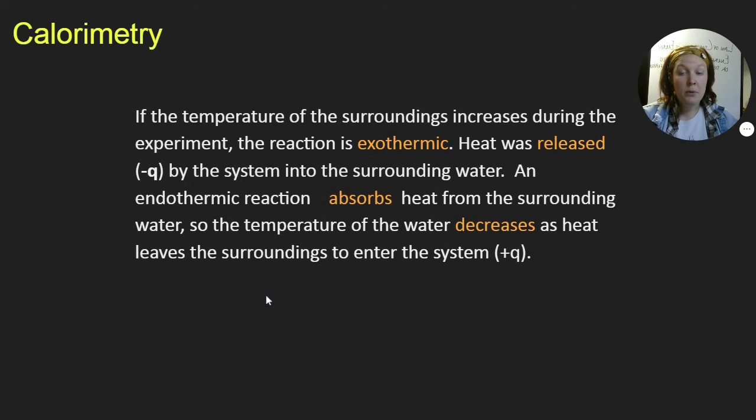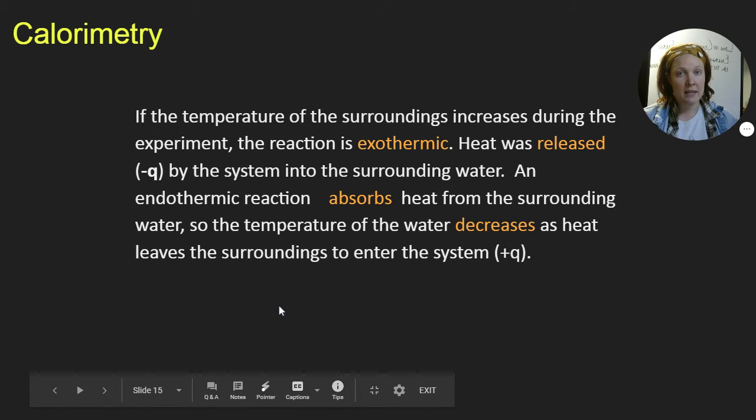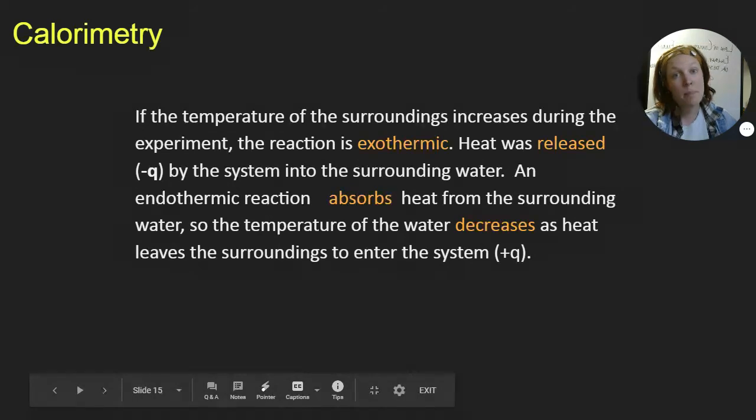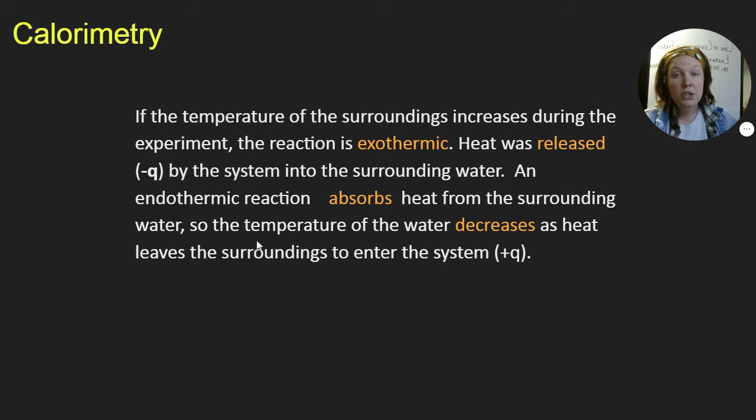So, if the temperature of the surroundings increases during the calorimetry experiment, the reaction is exothermic. This means that heat was released, or a negative Q, by the system into the surrounding water. So water would have a positive Q. An endothermic reaction absorbs heat from the surrounding water. So the temperature of the water would decrease as heat leaves the surroundings to enter the system, which would then have a positive Q value.